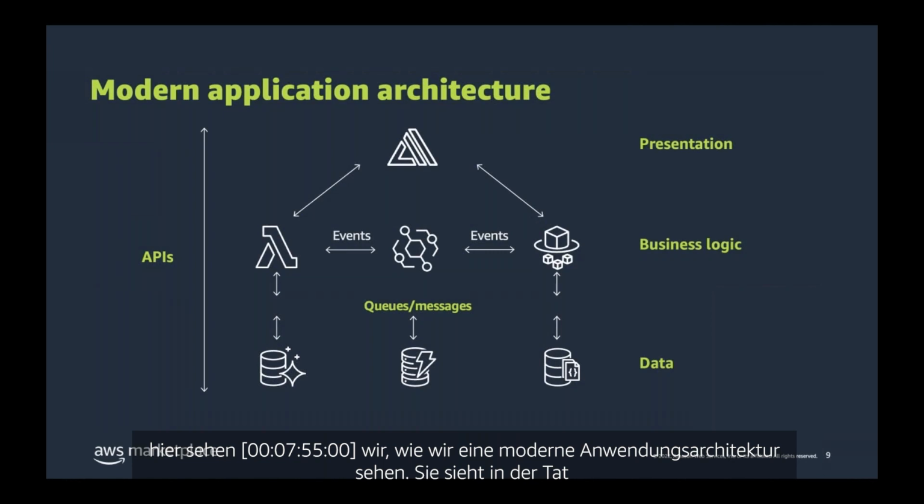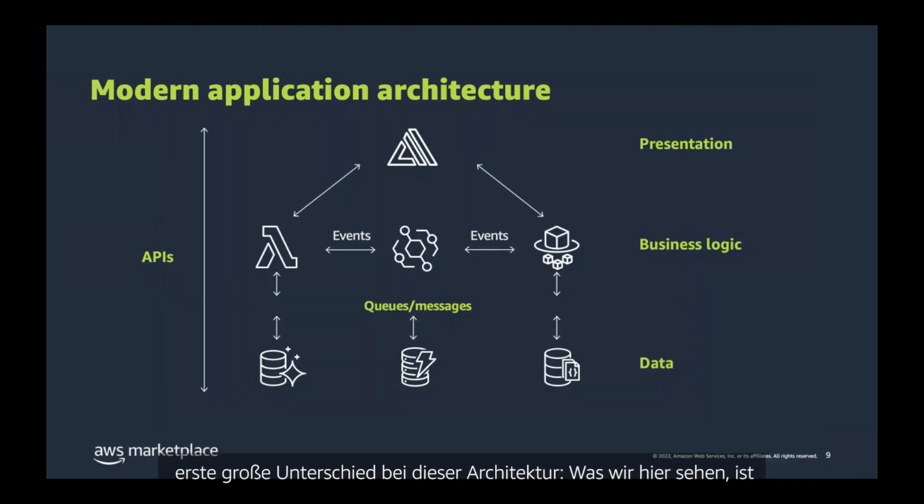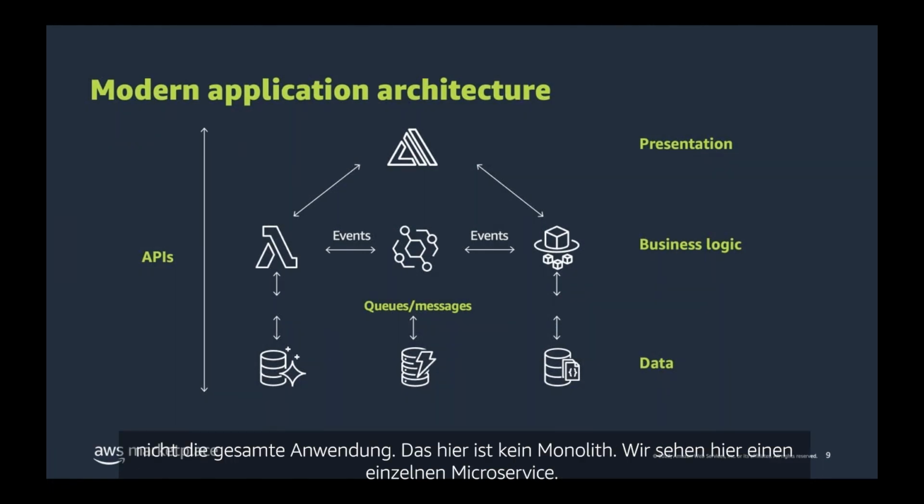And here's how we see a modern application architecture. Yes, it does indeed look a lot like a three-tier web architecture, but with some very important differences. The first major difference with this architecture, what we see here is not the entire application. This is not a monolith. We're looking at a single microservice.